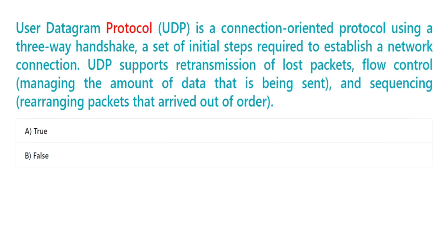User Datagram Protocol, UDP, is a connection-oriented protocol using a three-way handshake, a set of initial steps required to establish a network connection. UDP supports retransmission of lost packets, flow control, managing the amount of data that is being sent, and sequencing, rearranging packets that arrived out of order. A. True. B. False.